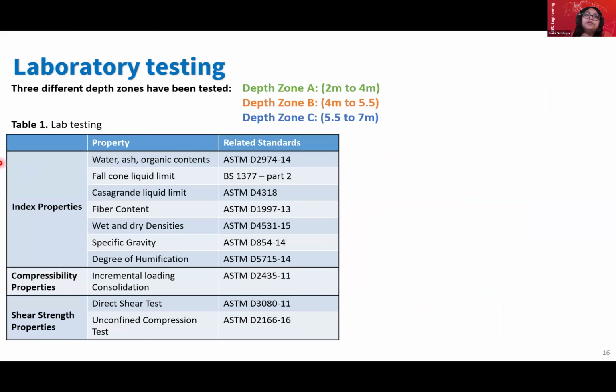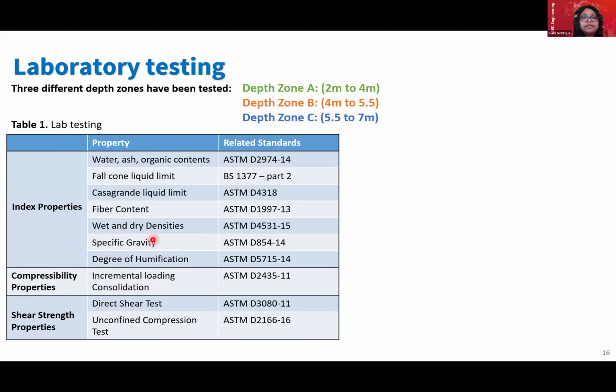This table shows the different zones that we identified at the site. As I mentioned, it is in Surrey, British Columbia. Zone A is between 2 to 4 meters, B is between 4 to 5.5 meters, and C is between 5.5 to 7 meters. So we have 3 different depths, and we have initial lab testing on index properties, with the different properties that are identified as important for organic soil.